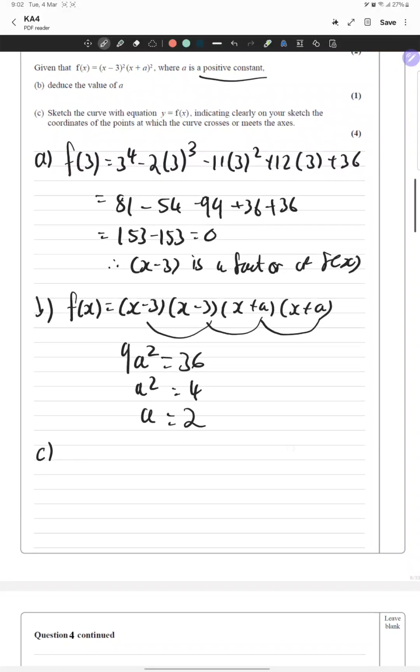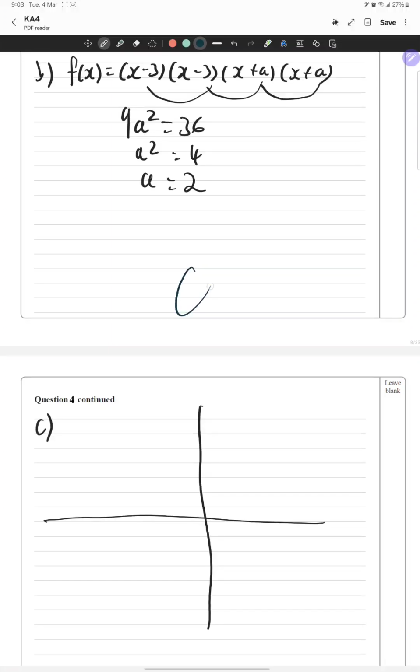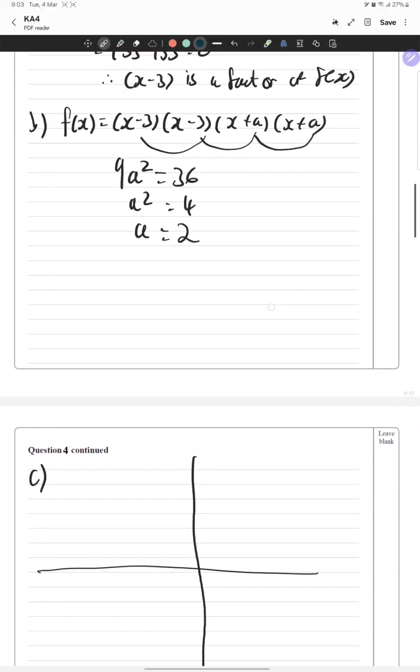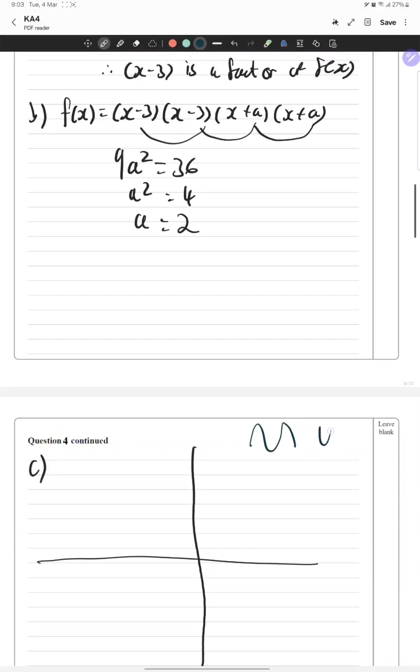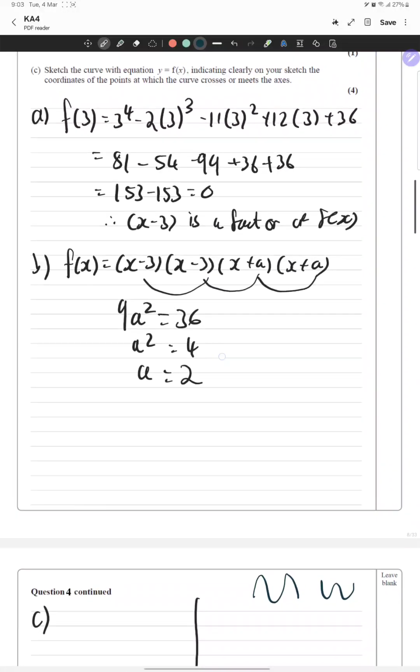So then part C, sketch the curve. Well, let's do that on another page. What we're going to get is a cubic, a quartic, sorry. So that's going to be an M or a W. Bit wonky. Now it is a positive quartic, so that's going to be a W.